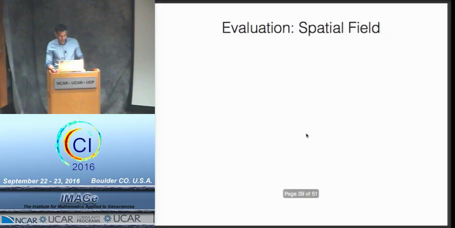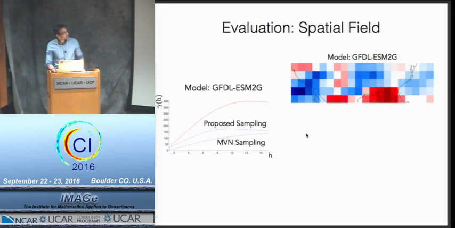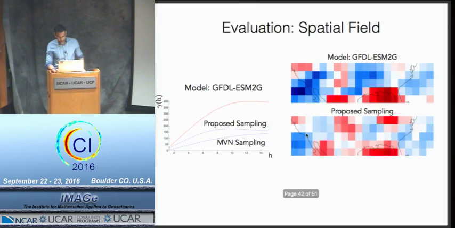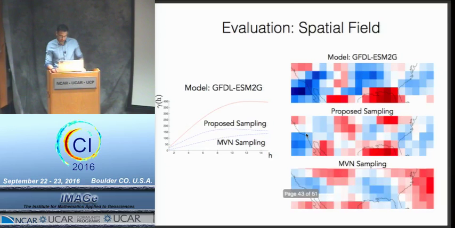And to investigate this further, we show a spatial field of this NOAA model, and one of the samples which is close in the semi-variogram plot space, and then one from the standard multivariate normal sampling scheme. And if you see the boxes, it shows that the proposed sampling scheme has more similarity in the patterns of the spatial field than that of the standard multivariate normal sampling scheme.